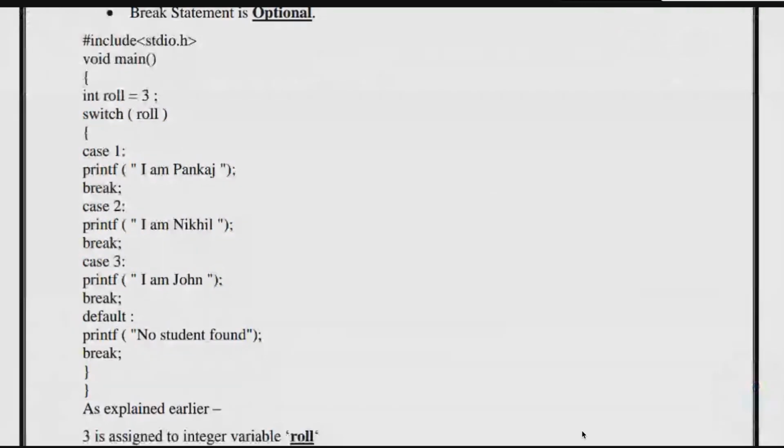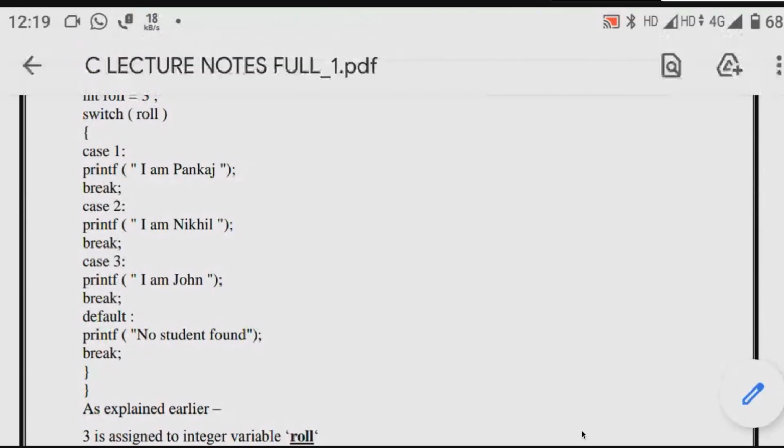So switch roll number. Roll number, I have taken as 3. So it will enter the switch. Case 1 not required, case 2 not required. So case 3, yes, the condition roll is 3, right? So case 3 should be taken. It will execute case 3. Printf I am John.